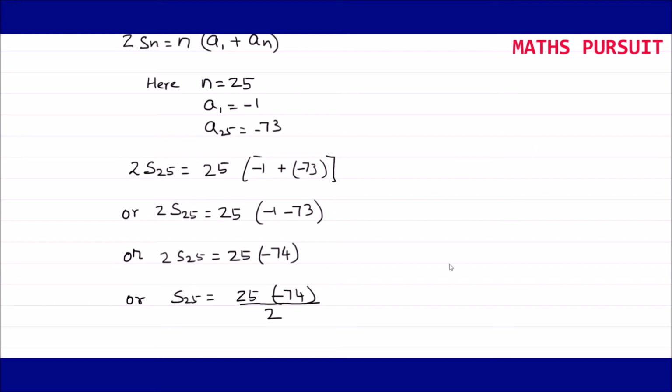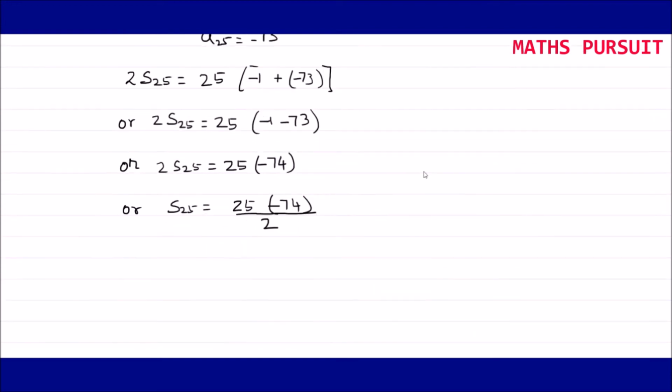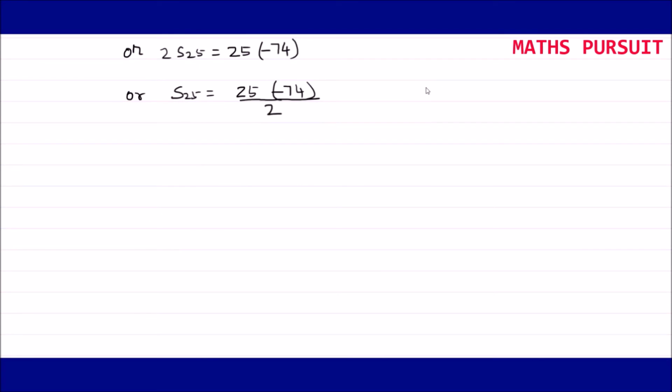I just took 2 from the left side to the right side. Now I can write S25 = 25 into -37, because when 74 is divided by 2, we get 37. So S25 = -925. Guys, this is our answer: S25 = -925.